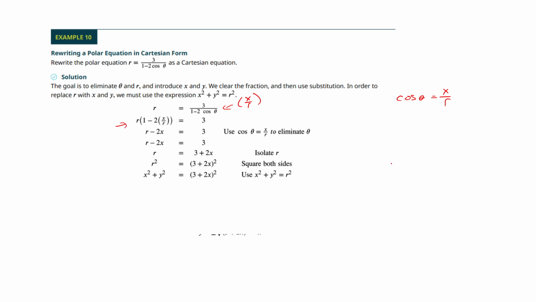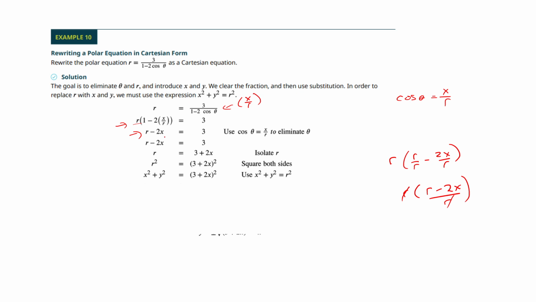Now this may not seem real clear, but look at what we're doing here. This is what they're really doing in this step. They're going to get a common denominator here. This is going to be r times r minus 2x all over r. Now, this r and this r will cancel. So they went very quickly, but this algebraically can just turn into this. Now we have r minus 2x equals 3.